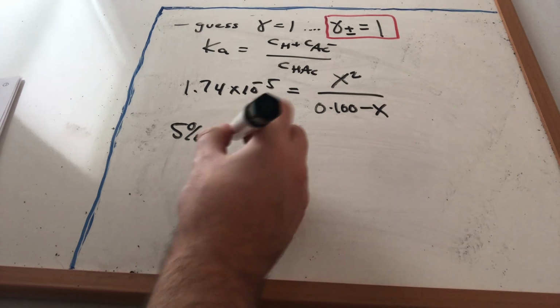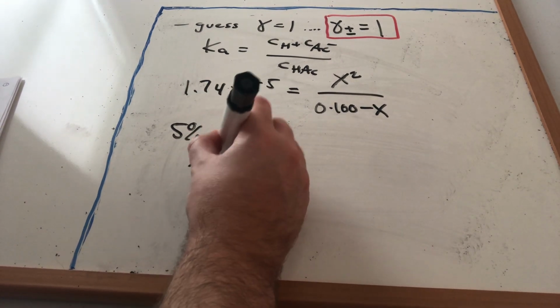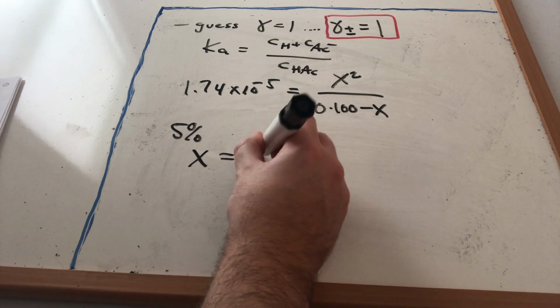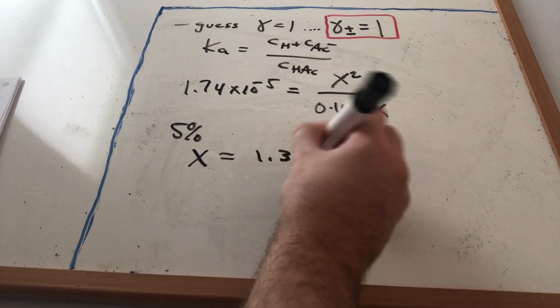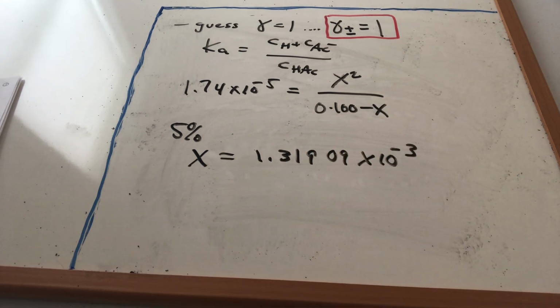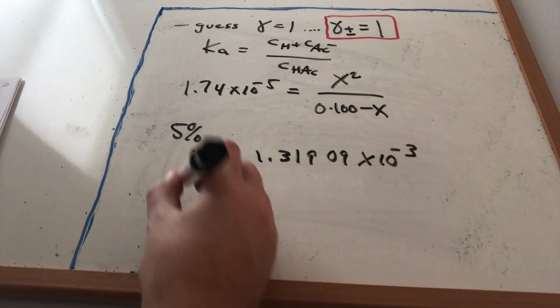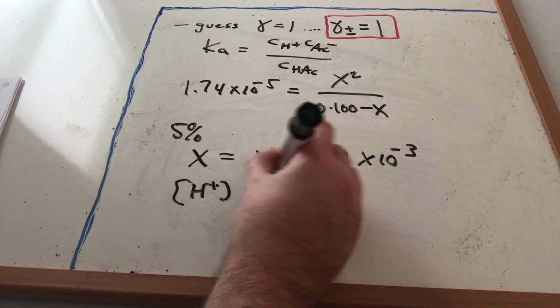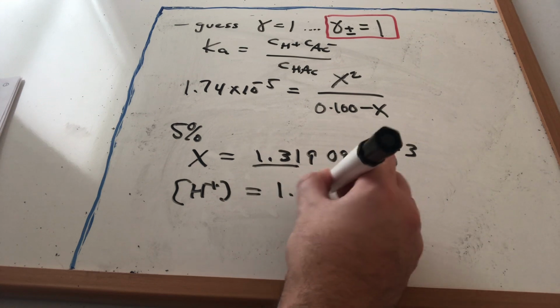You can solve for X at this point, and I'm not going to do the math. You're going to fill in the math for me. Make sure that you check it. What I get for X is 1.31909 times 10 to the minus 3. That is my concentration of H plus, which means that's my concentration of H3O plus.